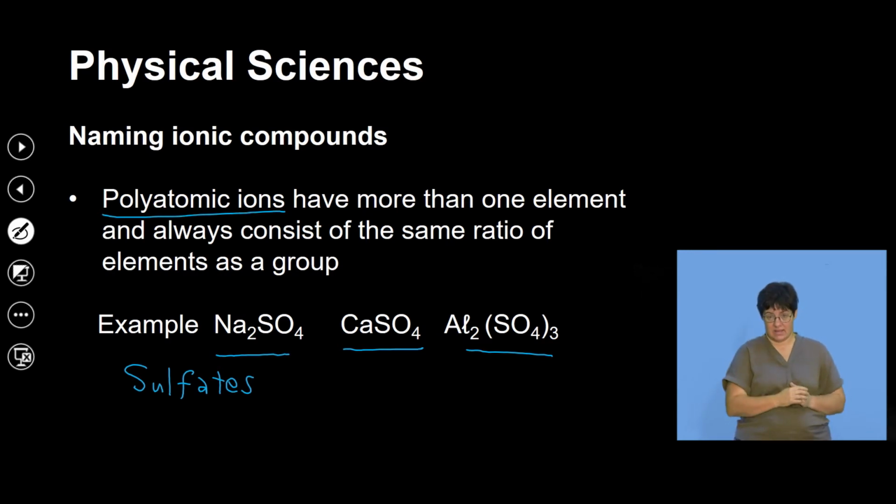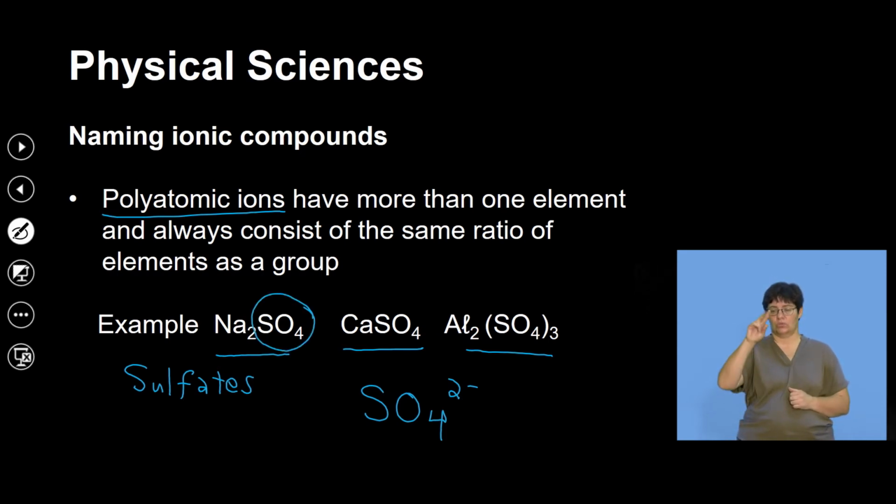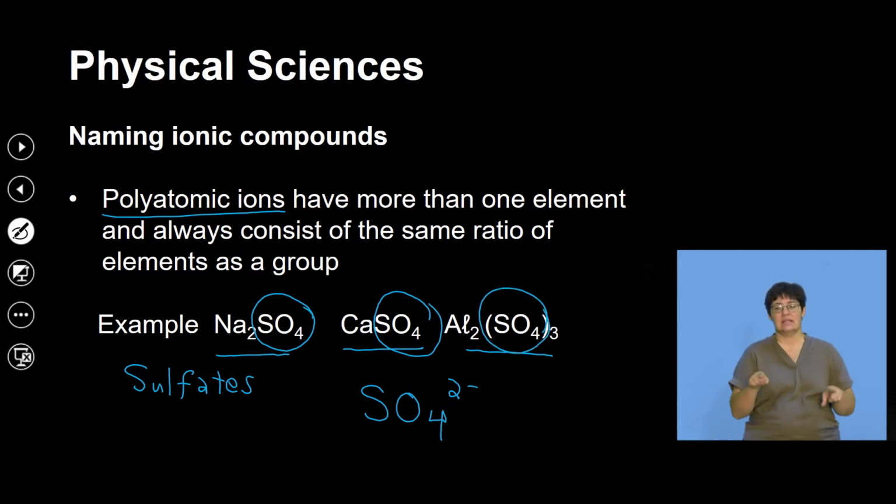So this polyatomic ion, in this case, which is common, is SO4 2 minus, okay? Now, there is SO4 2 minus, SO4 2 minus, SO4 2 minus. So they consist of the same ratio in that for every sulfate ion, there's 1 sulfur atom and 4 oxygen atoms, okay? And the net charge in that polyatomic ion is 2 minus or -2, whichever way you choose to refer to it, right?